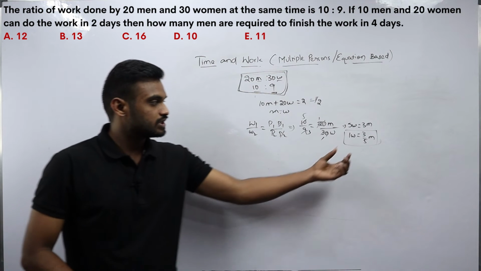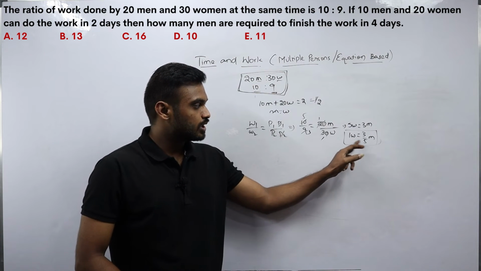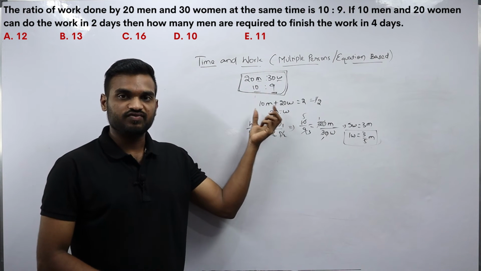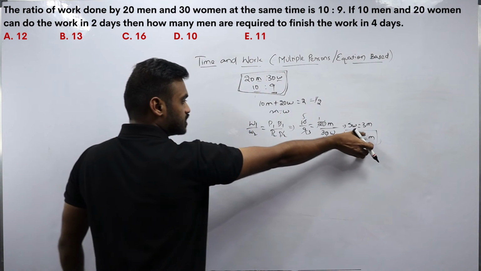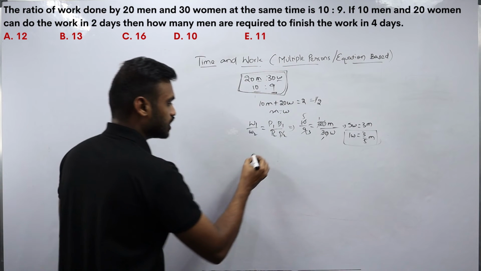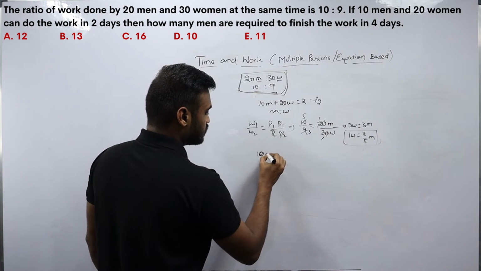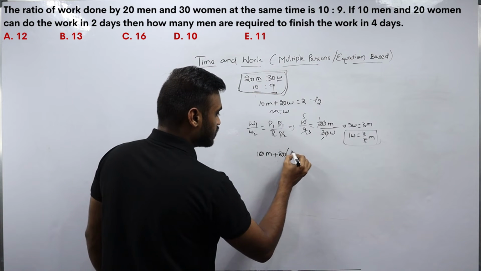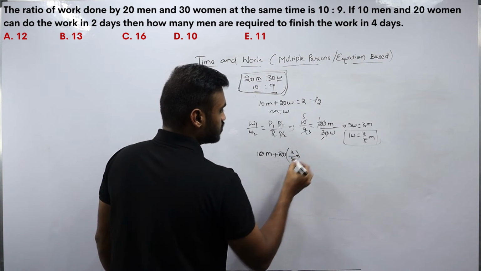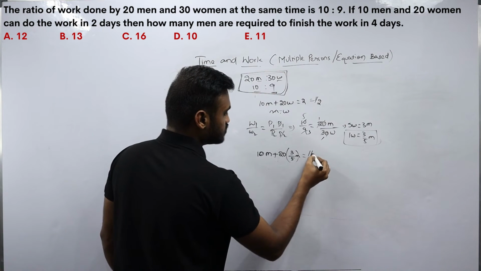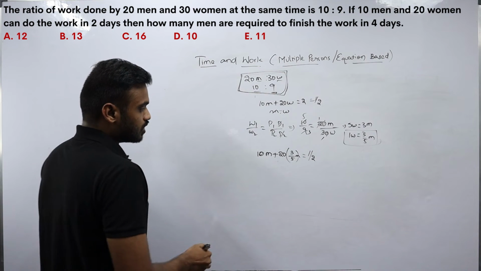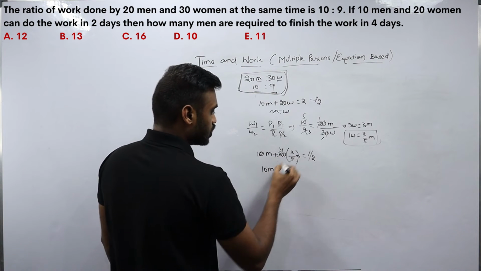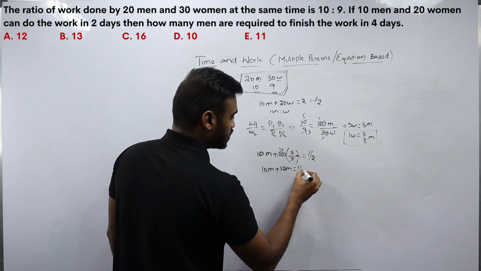Now we have got the relationship between women and men, that is 1 woman equal to 3 by 5 men. If I substitute this value in the equation, I will come to know the efficiency of the man. Now I am substituting 1 woman equal to 3 by 5 man in the equation, so I get 10 men plus 20 women, and 1 woman is 3 by 5 man. They are completing the work in 2 days, that is 1 by 2 is the efficiency. Now if I cancel, 5 ones are 5, 5 4s are 20, and 10 men plus 4 into 3, that is 12 men, equal to 1 by 2.